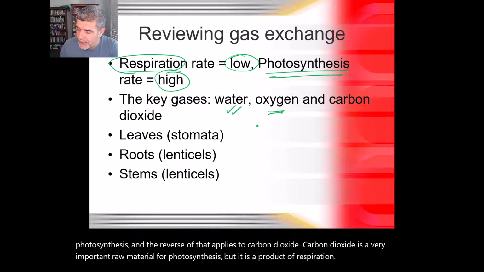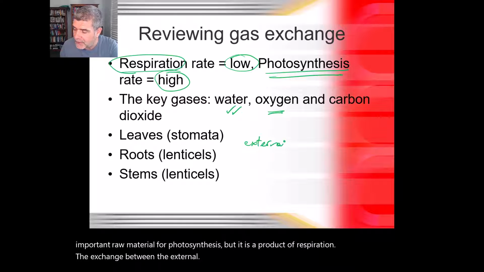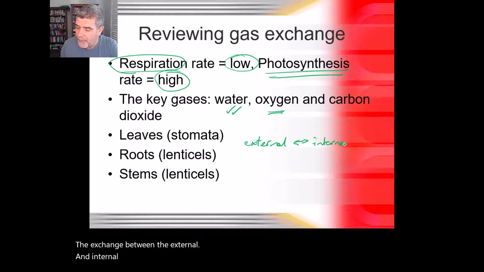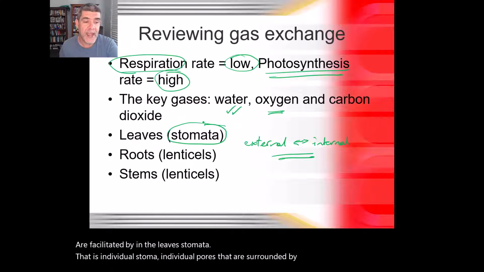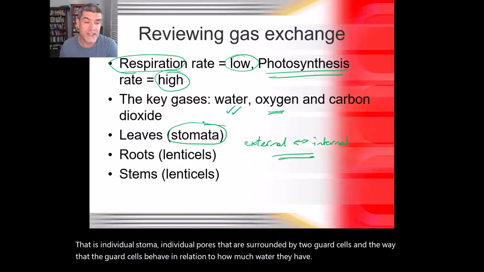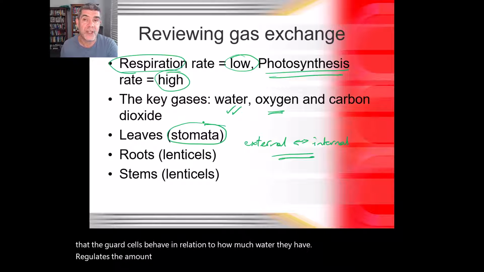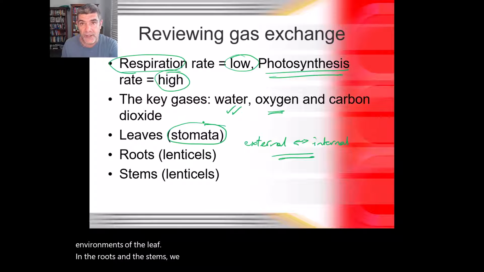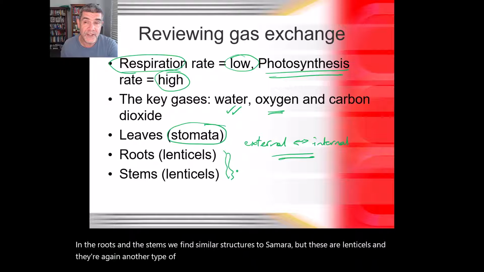The exchange between the external and internal environments is facilitated, in the leaves, by stomata, that is individual stoma, individual pores that are surrounded by two guard cells. The way that the guard cells behave in relation to how much water they have regulates the amount of exchange that can occur between the internal and external environments of the leaf. In the roots and the stems, we find similar structures to stomata, but these are lenticels, and they're again another type of pore that allows exchange between the internal and external environment of the plant.